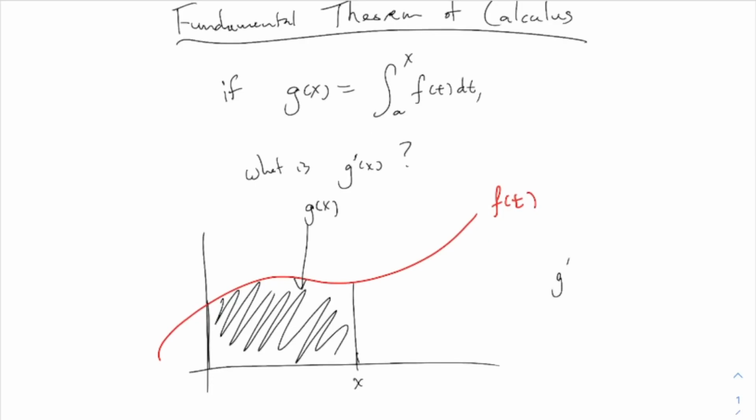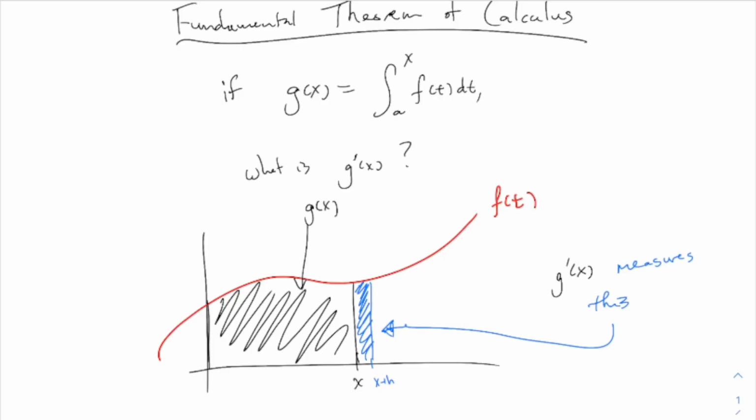And g prime of x measures how fast that area is changing if I were to change the x by a little bit. So the picture I was drawing last time was something like this. If I change x to x plus h, how much would that area change? It would change that much, the blue amount. So g prime of x measures this area, the blue area, this little strip there. How fast will the big area change if I just push the x over by a little bit?